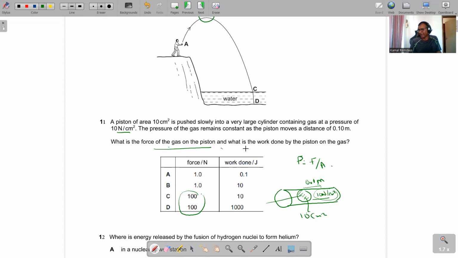Well. What is the work done by the piston on the gas? That means 100 newton times 0.1, which gives 10 joules. That is the answer. OK? And that is the answer.